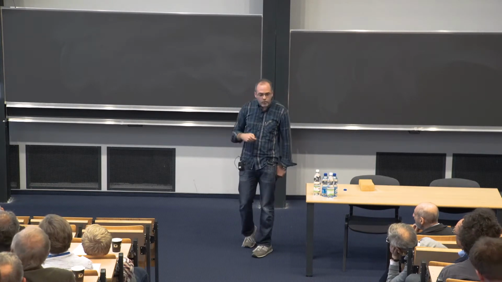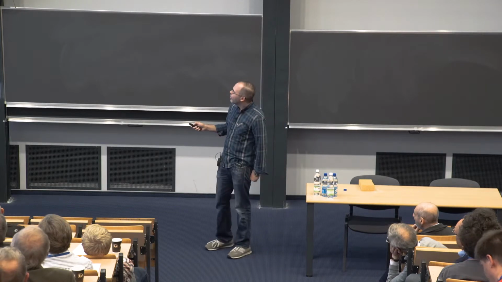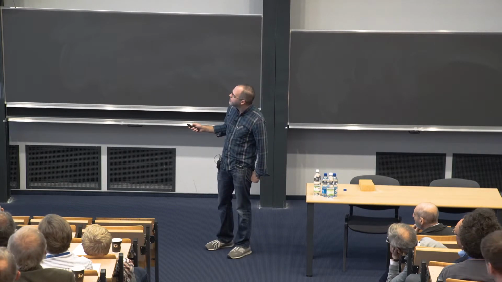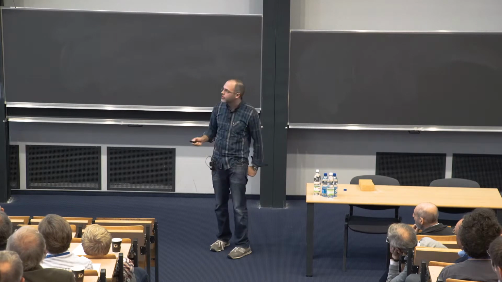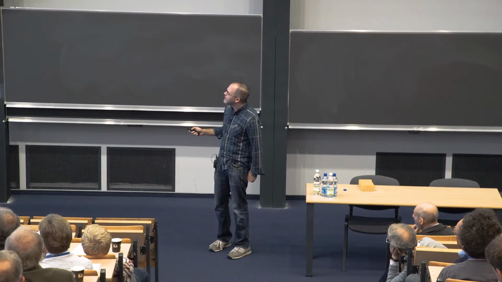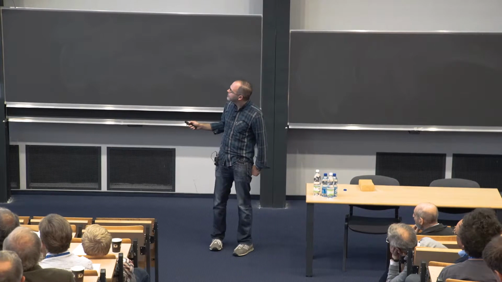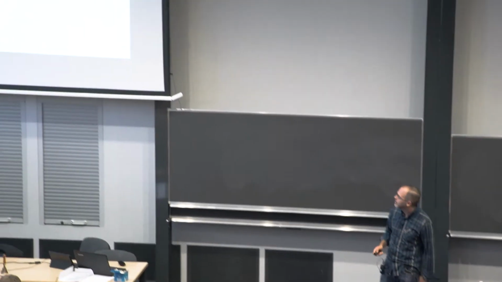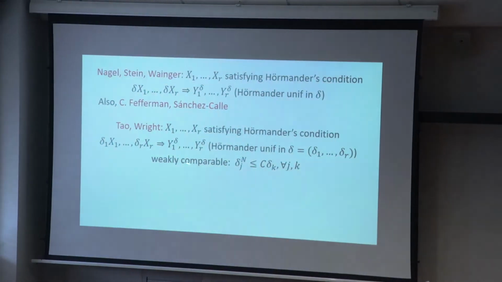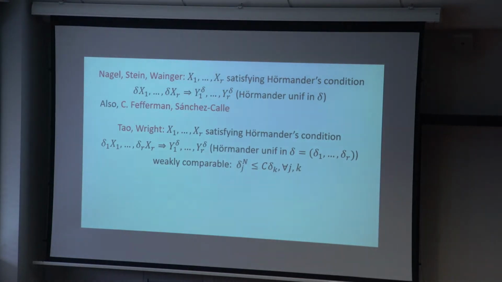Later on, Tao and Wright wanted to do the same thing, but they wanted to multiply each of these x's by different numbered delta. So you start with Hörmander's condition, you want to multiply by different small number delta, and you want the same thing, you want to get rid of the deltas. And you can't do it always. They showed exactly when you can do it, and that's when these deltas are weakly comparable. So delta j, some large power, is bounded by delta k. And when you have this, then the same proof goes through, and you can get rid of the deltas.